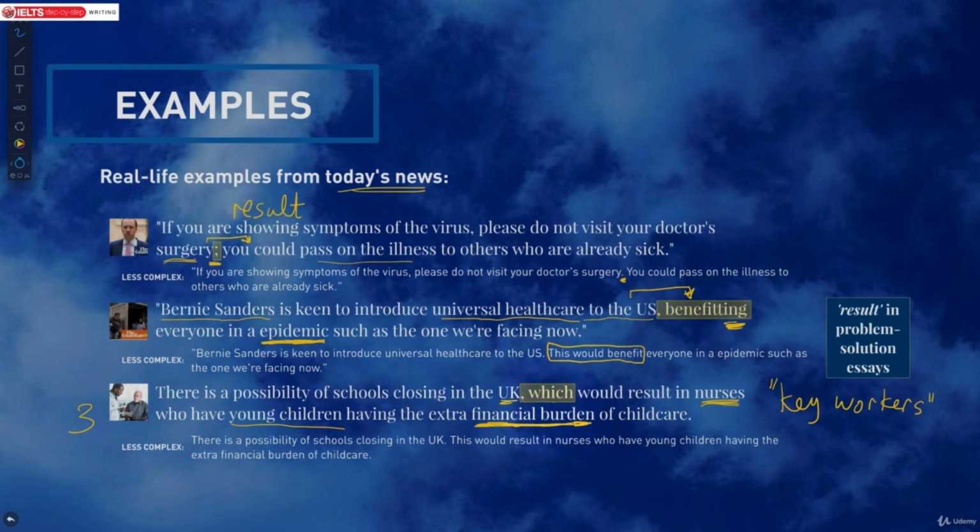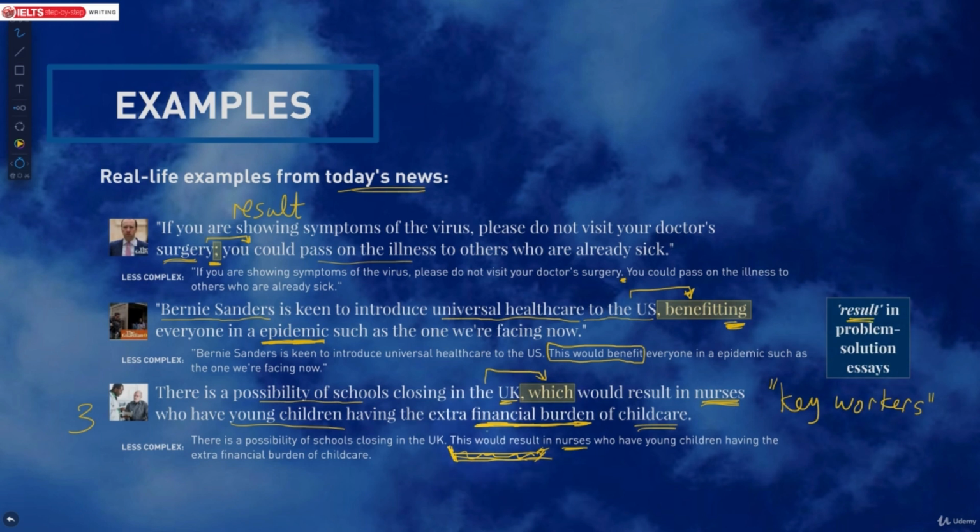All right, anyway, here I've got a comma and which. So it's not a result so much, it's just extra information. So there's a possibility of the school closing, extra information. This would result in nurses having financial difficulties because of childcare costs. Yeah, there's a possibility of schools closing in the UK. This would result in nurses having financial difficulties. Okay, it is a result, technically. So the closing of the school is the problem, and then the result of this problem is that certain people will be affected. Okay, so I can use a comma with which, with results as well.